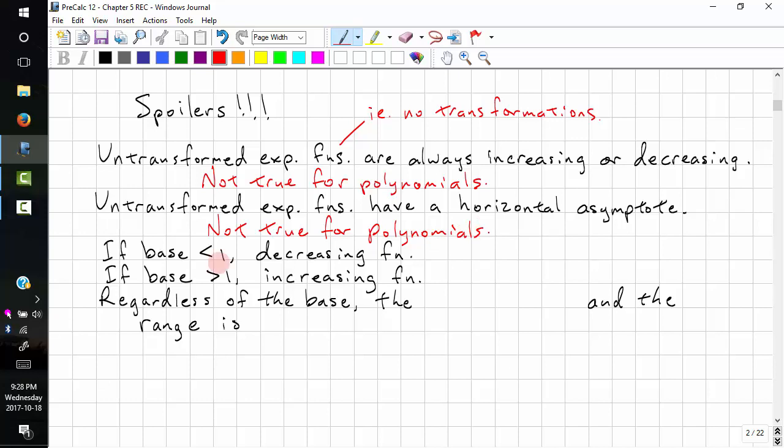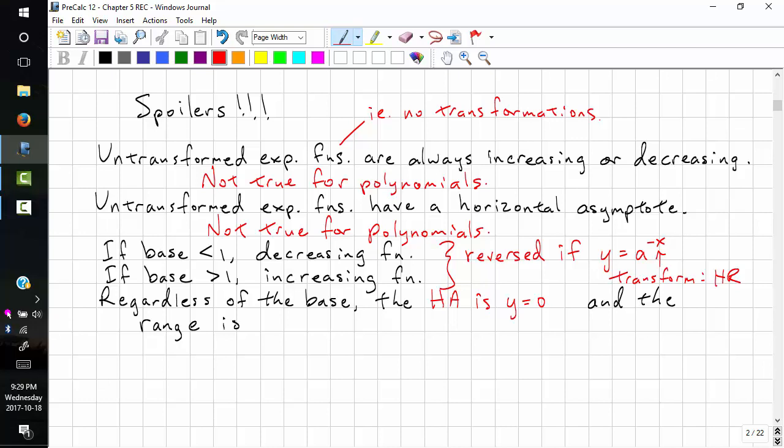If the base is less than 1, this is a decreasing function. And if the base is greater than 1, this is an increasing function. And we'll note this is reversed if y equals a to the power of negative x. Recall that this is a transform, and it's a horizontal reflection. Now, regardless of the base, the horizontal asymptote is y equals 0.